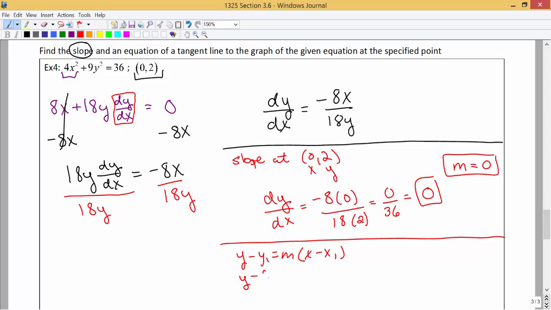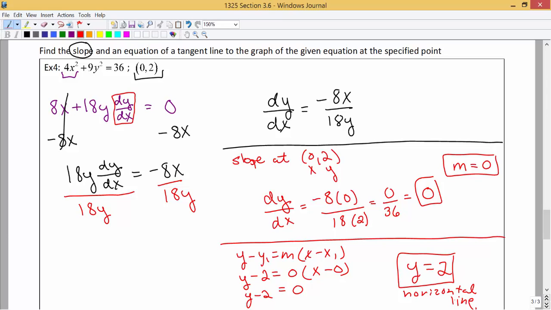So that would be y minus 2 is equal to 0 times x minus 0. 0 times anything else is just 0. So we have y minus 2 equals 0. And we will add 2 to both sides to find our equation. And of course, this is just a horizontal line, which makes sense because we know that horizontal lines have a slope of 0. And this is the equation of the tangent line.